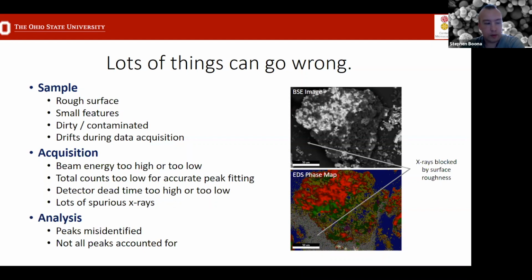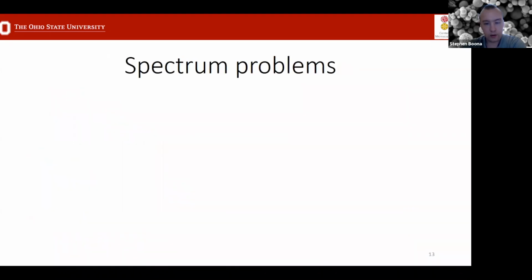So these can be problems. You can also run into issues with the analysis itself if you end up with a spectrum where the peaks are not identified correctly or not all the peaks are accounted for. If you go into your analysis thinking you know exactly what should be in your sample and then you cut out certain elements, then they may be present, but you're not accounting for them, so your analysis is going to be flawed.